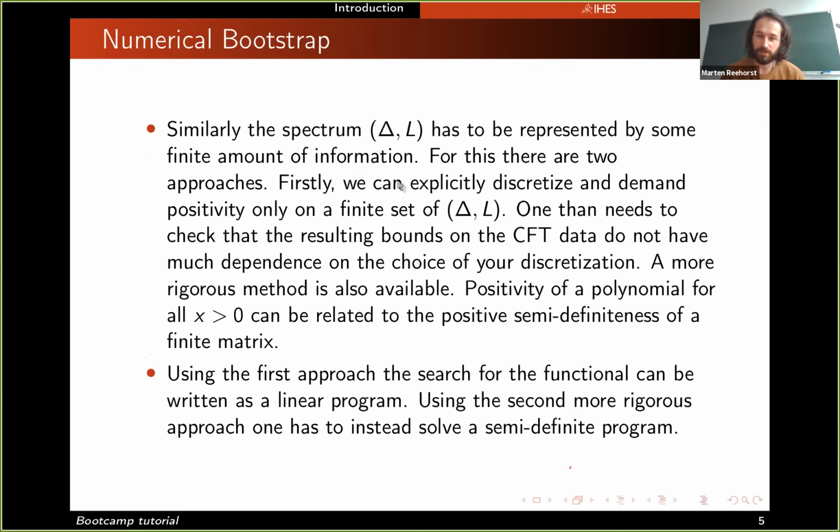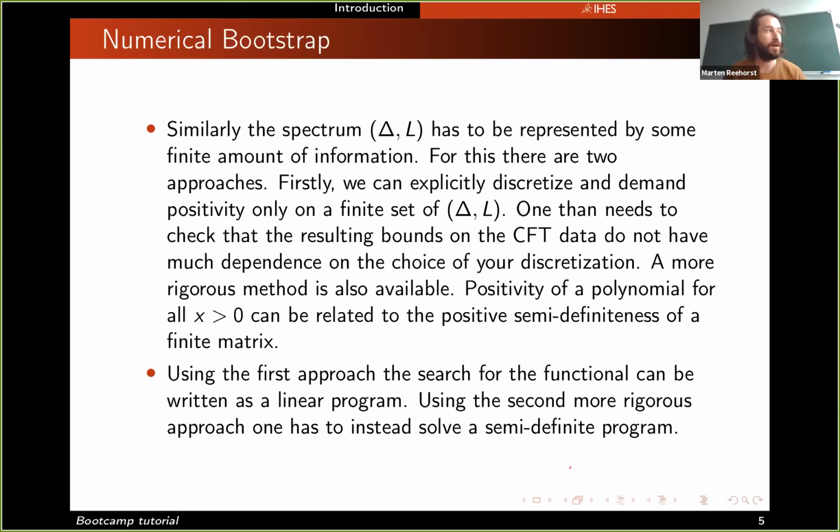Similarly, this spectrum is a priori a continuous set of unknown values, pairs of delta and L, and of course, if you have global symmetry, some global symmetry label. But for simplicity, we just consider singlets. And you have to represent this by some finite amount of information. So the naive approach, again, is to just discretize.